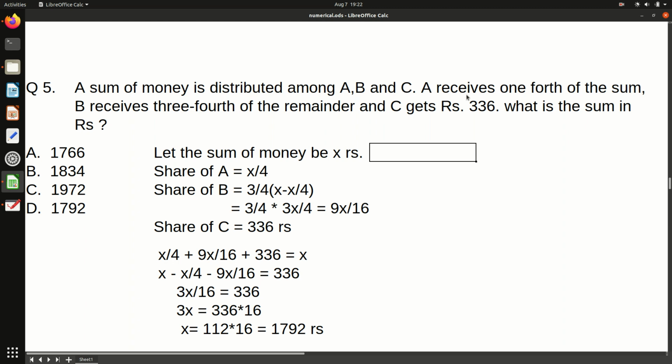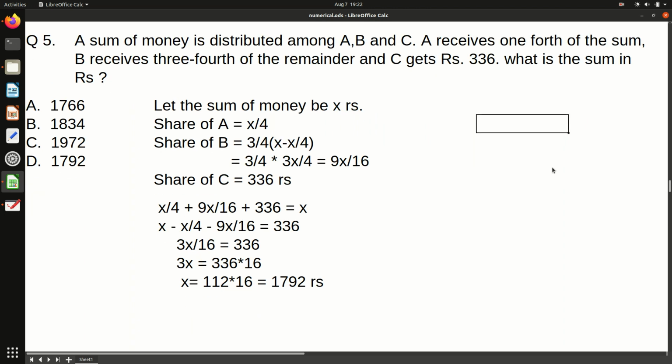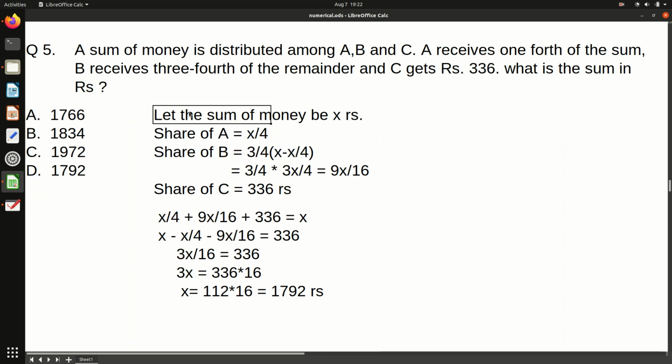It is saying that A receives 1/4 of the sum. So we will start from let. Let the sum of money be X. So let us suppose I had X rupees. Now what will A get? 1/4 of the sum. So the sum is X rupees, so the share of A will be X by 4. That is 1/4. Simple. So just follow the question. A receives 1/4 of the sum and the sum is X rupees, so A will get X by 4.